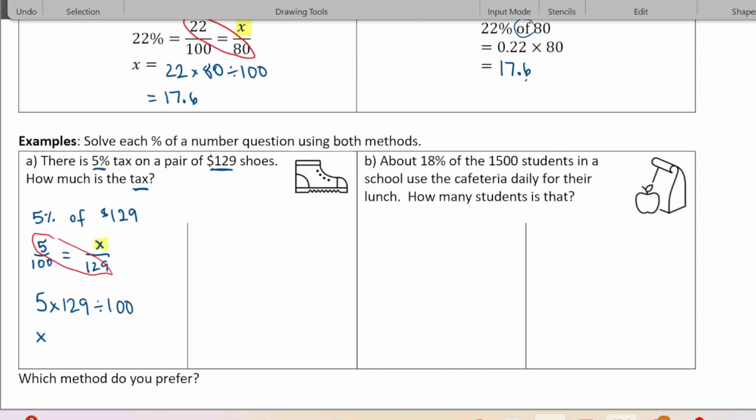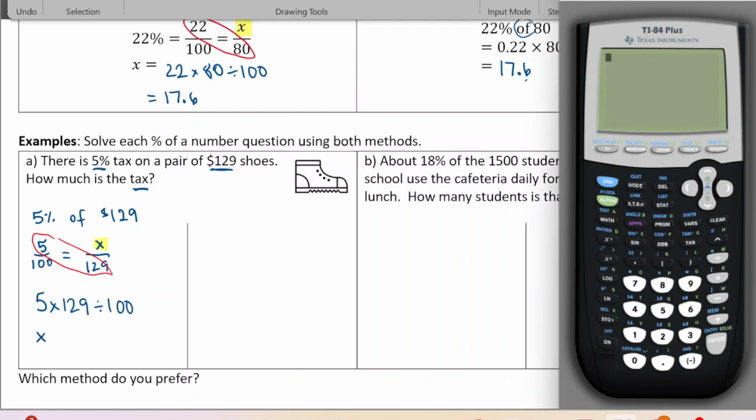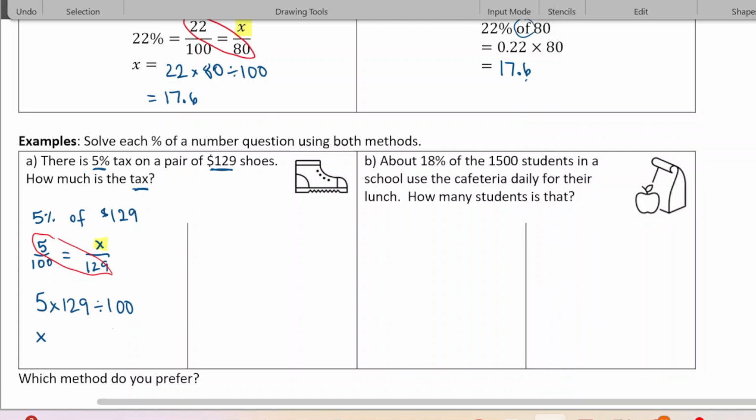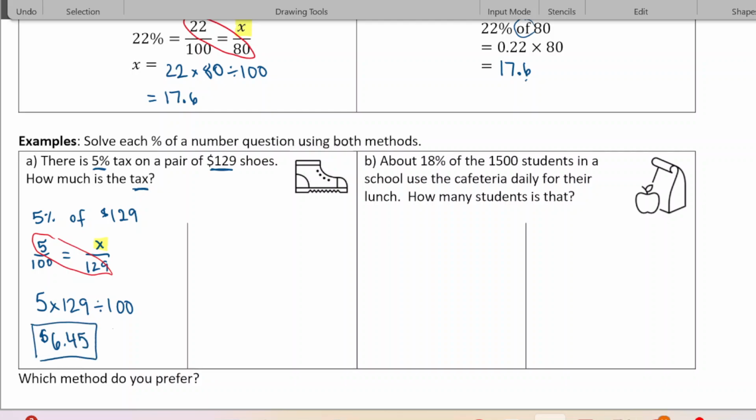Let's type that in. 5 times 129 divided by 100. $6.45. So tax is $6.45. Okay, let's do it the multiplication way.